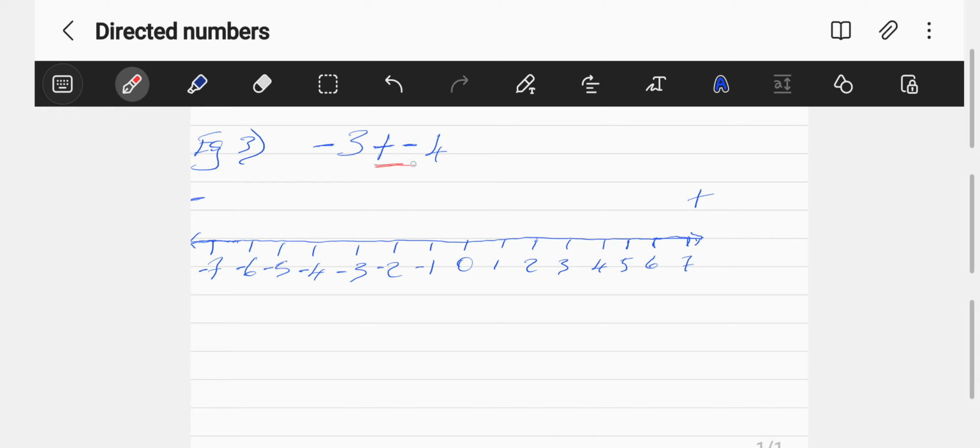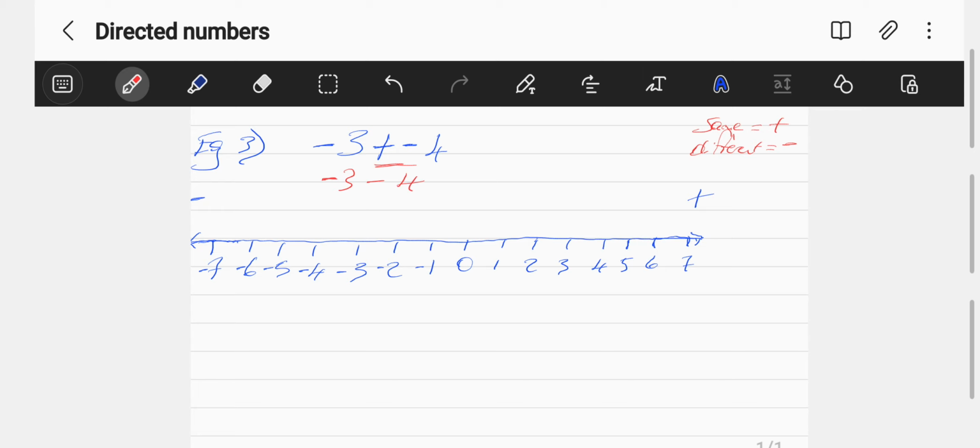Again, we have two signs beside each other. In this case, the signs are different. So same, we know we add. When they're different, we subtract. So we're going to be subtracting. So it's negative 3 minus 4 in this case.